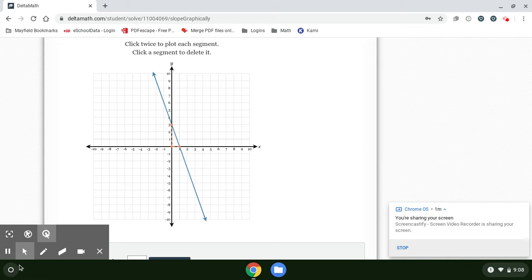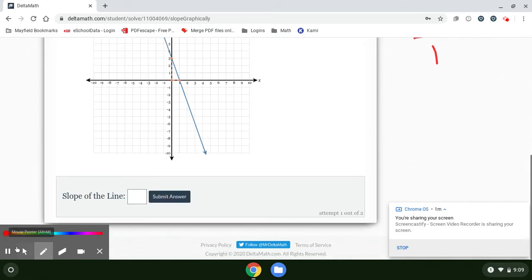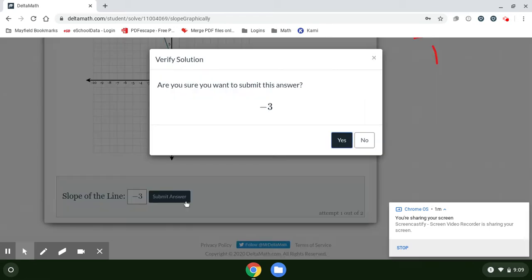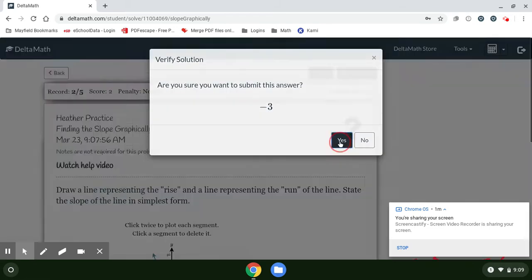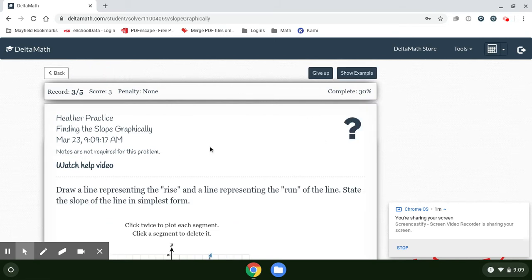So I have gone down 3, over 1. Now I have to type that in simplest form, which this one's pretty easy because -3 divided by 1 is -3. I'm going to go down, put my answer in the box, -3, hit submit answer. Are you sure? Yes. And you'll see a green check mark appear. And then I'm going to hit next problem.